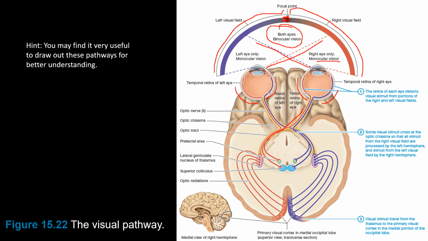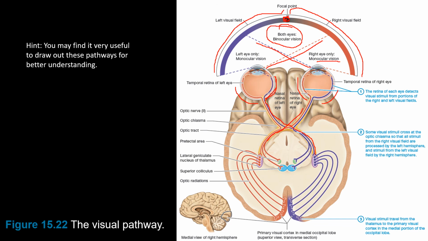And then the same is true for the opposite side. The nasal retina of the left eye is able to view the left visual field, and the temporal retina of the right eye is able to view the left visual field. And so what happens here is the left eye nasal retina has to cross to the right hemisphere. So you see it travels down and crosses here to be processed on the right side. So left nasal processed on the right side, right nasal processed on the left side.